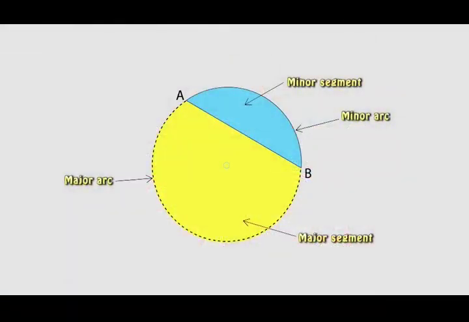Now we want to see how to find the length of an arc of a circle. As we said before, an arc of a circle is a portion of the circumference of the circle. Any 2 points on the circumference of the circle divide the circumference into 2 arcs. The larger arc is called the major arc, and the smaller one is called the minor arc.